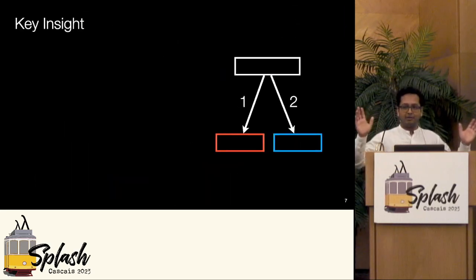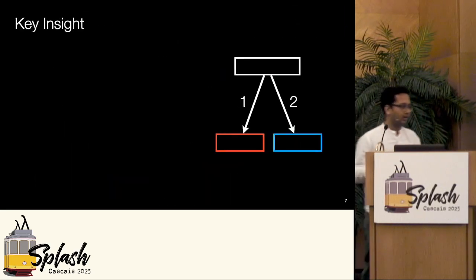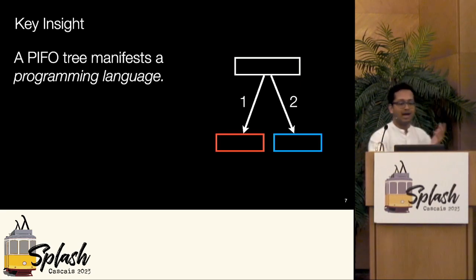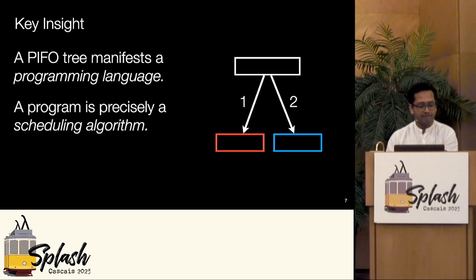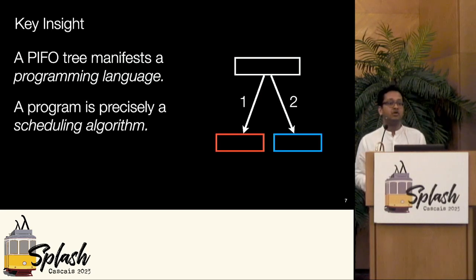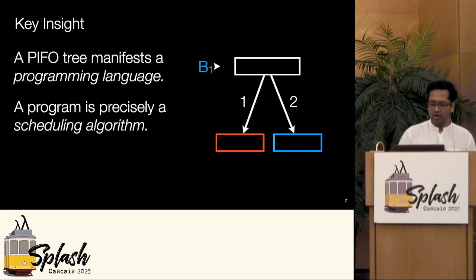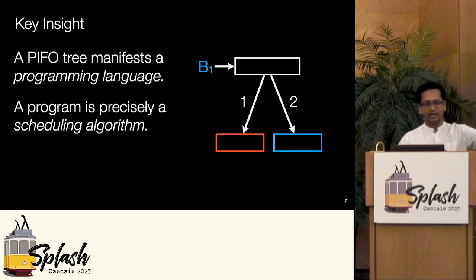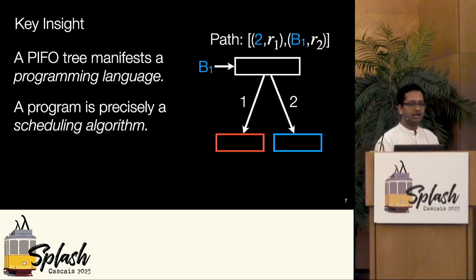If I lost you there because it was all sitcom stuff, please come back. We're going to get into PL land now. The key insight here is that a PIFO tree, by its very shape, manifests a programming language. And a program written using that programming language is precisely a scheduling algorithm. In particular, when a blue packet's coming in, what's actually happening? My program is looking at the packet, looking at its state, etc., and then figuring out a path with which to insert this blue packet.